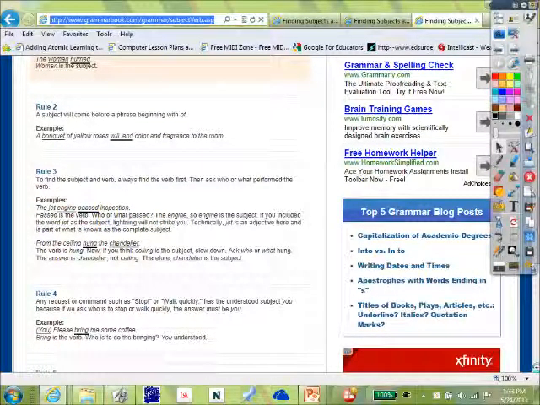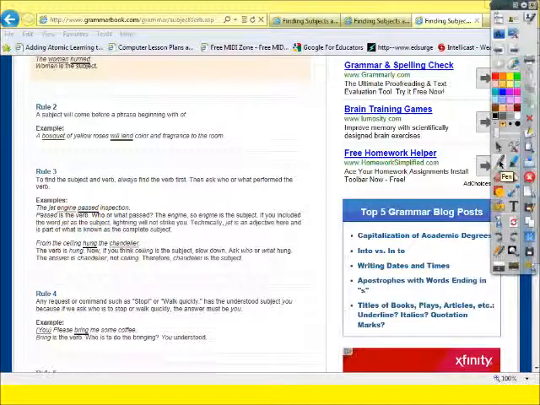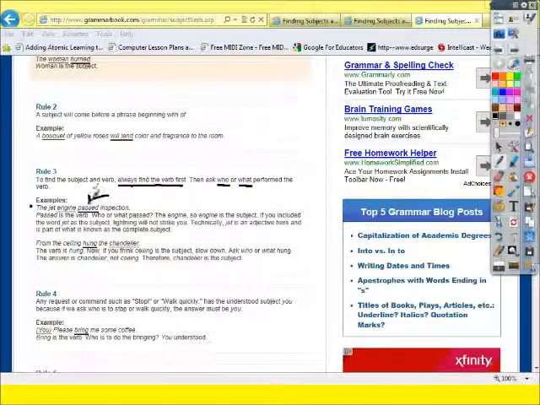Alright, rule number 3. To find the subject and verb, usually it helps to find the verb first, then ask who or what performed that verb. In your example, the jet engine passed inspection. So we figured out pass is an action verb, but what or who passed? The jet engine. The engine itself is what passed. So that is your subject.